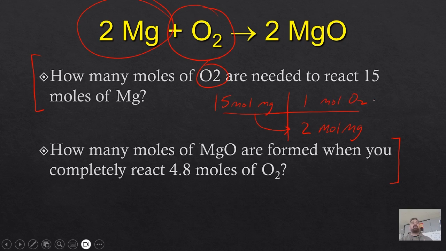So by writing the units, you know what the next step is. So 15 divided by 2, what's our answer going to be? 7.5. And what's our unit going to be? Moles of O2. So the next one is exactly like it. Let's go ahead and get the next one.